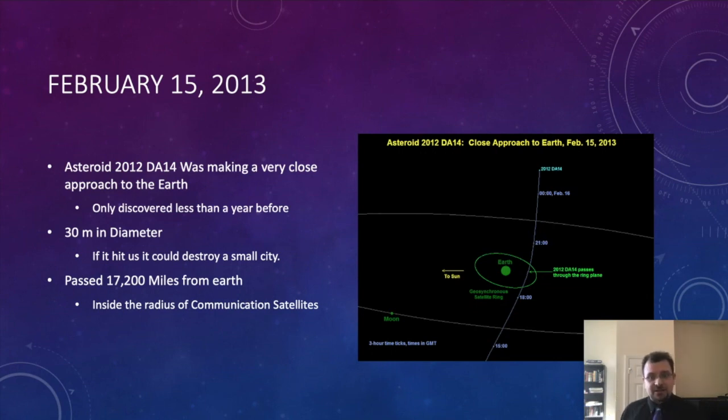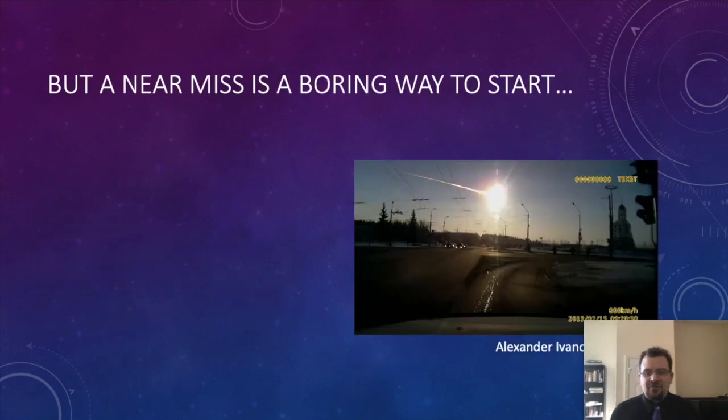We knew exactly where it was going to be, but we wanted to get as good of measurements of its orbit as possible so then we could track it further out and see if it was going to hit us in the future. Now, my coworkers were afraid, and this near miss is a boring way to start this conversation.